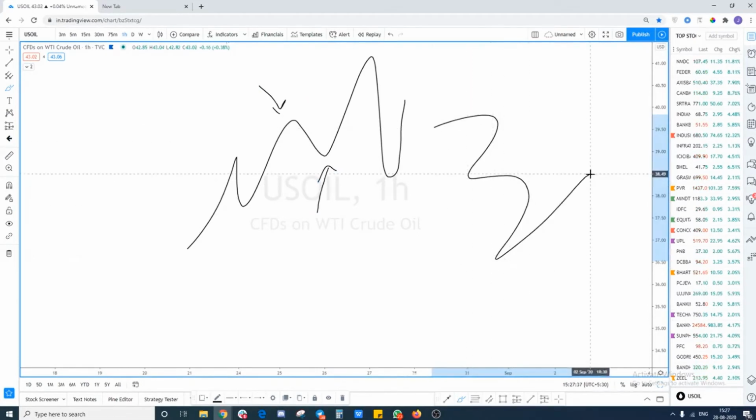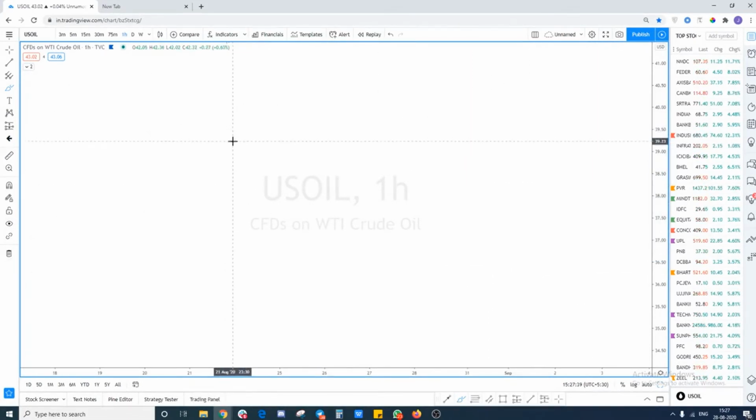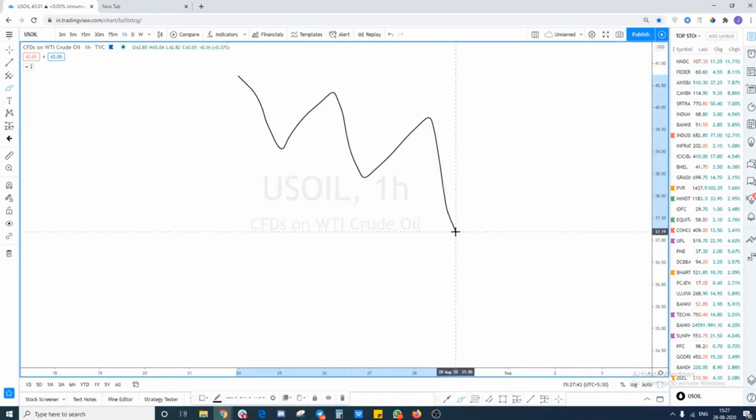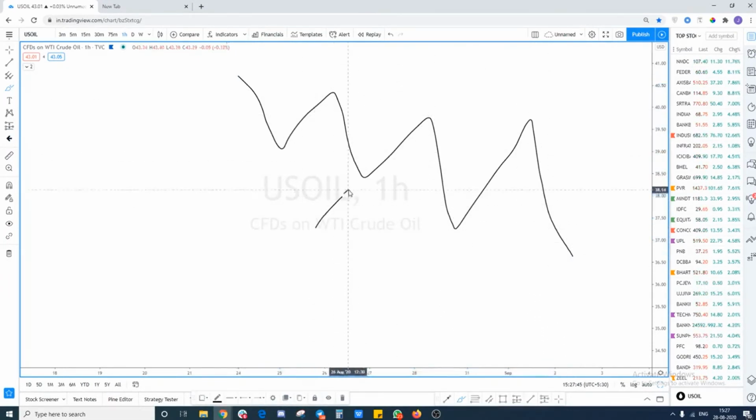Same goes for the downtrend. That doesn't look like a downtrend. Wait. Don't go short here. Short here. This is where you should short, because the risk reward will be favoring you here than here.